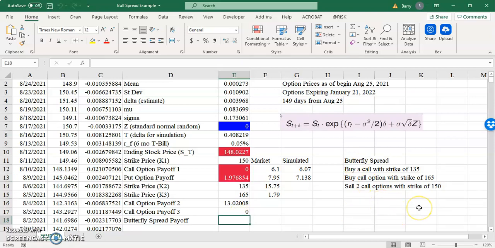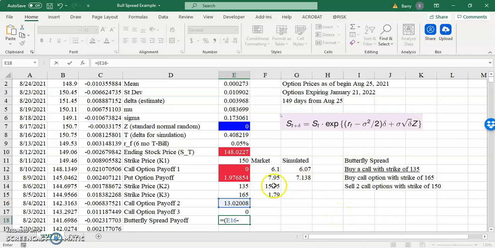Okay, so we have three call options. First, we're buying a call with a strike of 135. So we're going to receive option payoff 2, and we're paying the market price. So that's the first option. In the case of the second option, we receive the payoff 3, but we pay out the market price, 179.